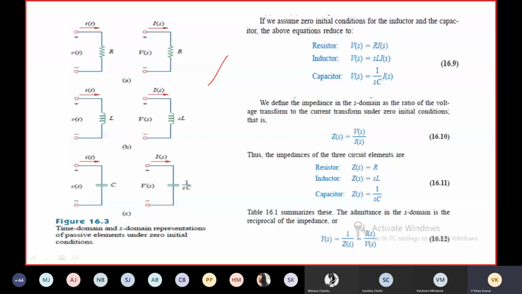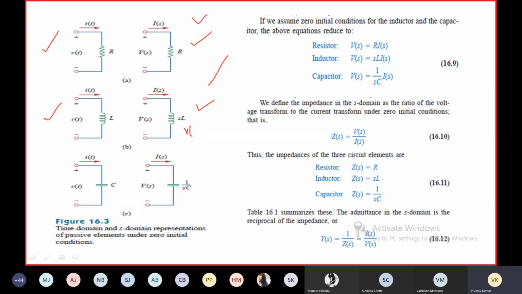Okay, with zero initial conditions, means V of 0 minus is equal to 0, I of 0 minus equal to 0. This is in time domain representation. Okay, circuit model of resistance in time domain, circuit model of resistor in S domain, circuit model of inductor in time domain, circuit model of inductor in S domain. V of S is equal to I of S into SL.